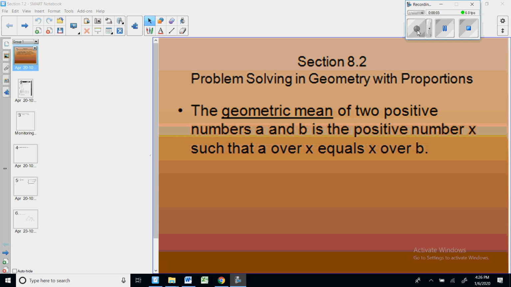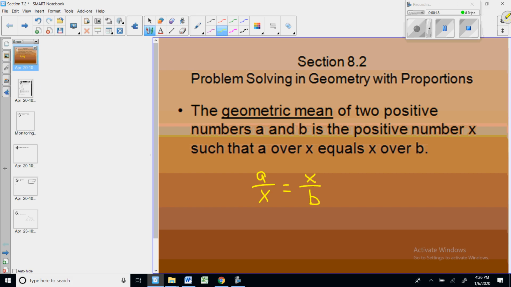The geometric mean of two positive numbers a and b is a positive number x such that a over x equals x over b. So what it's going to look like is this. Okay, a is one of your two numbers and b is your other. What's going to really happen is we're going to multiply our two numbers together and take the square root.